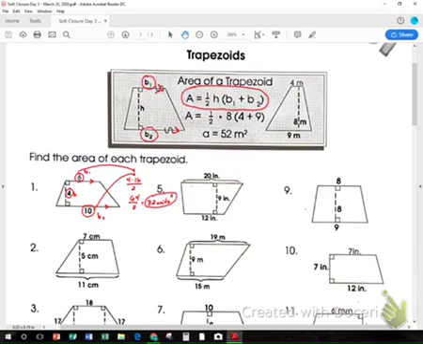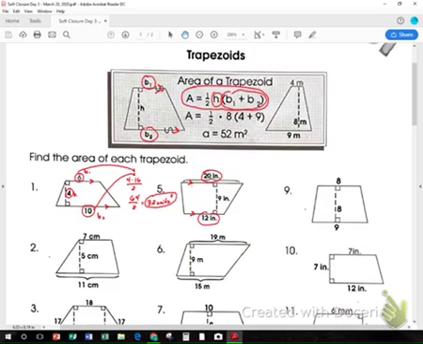Okay? So remember, add the bases, multiply by the height, then divide by 2. That's what that formula up there is telling you to do. Add the bases together, multiply by the height. 1/2 is just divide by 2. Cut it in half. So first, bases. Here and there, the parallel lines.